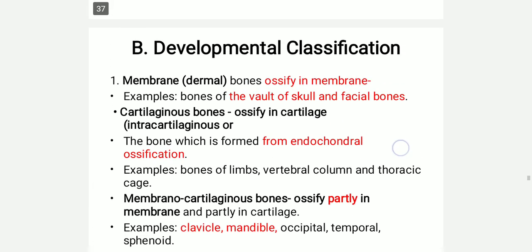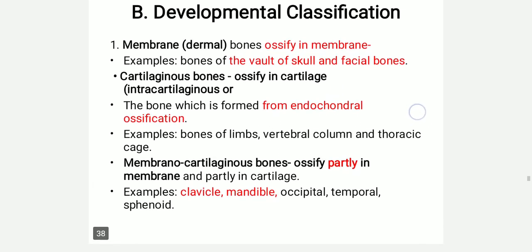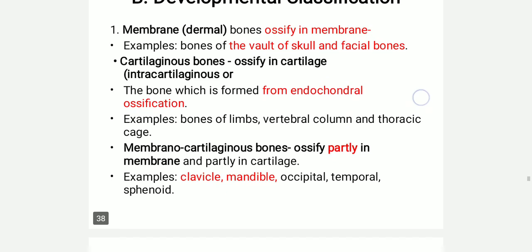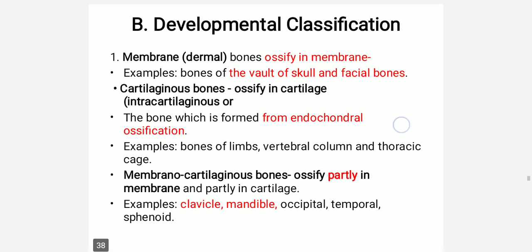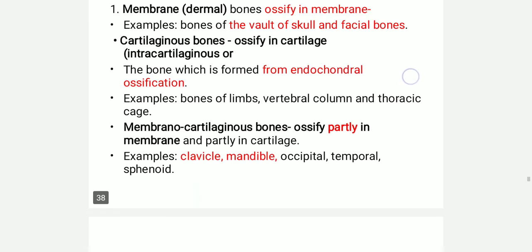So according to developmental classification, you have to remember bones which are developed from the membrane, bones which are developed from the cartilaginous, and bones which are partly developed from the membrane and cartilaginous. These are the classification according to development.